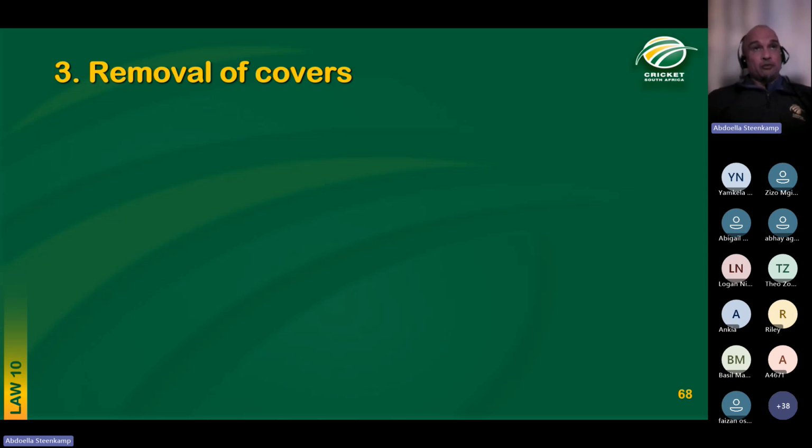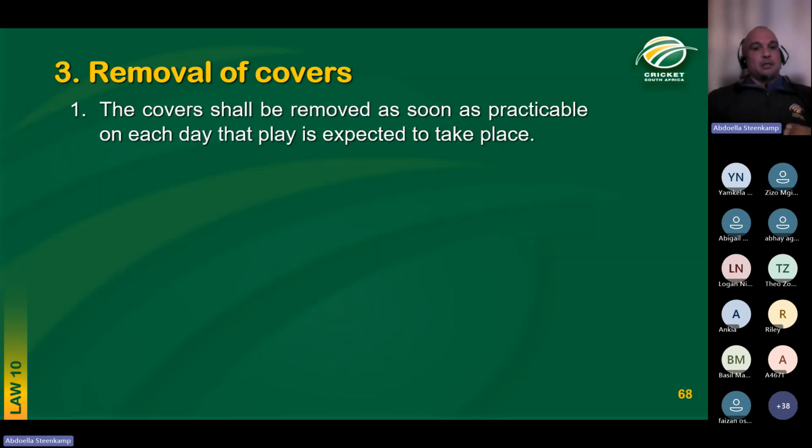So in terms of the removal of covers, I mentioned earlier that overnight the ground staff need to cover the pitch. Now those covers need to be removed the next morning as soon as practicable. The law doesn't give us a time, but as soon as practicable, please remove the covers that were put on overnight.